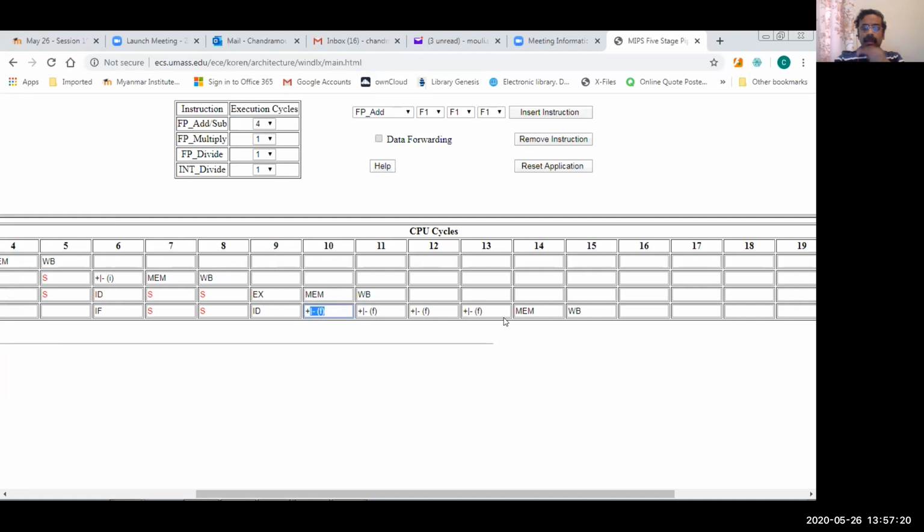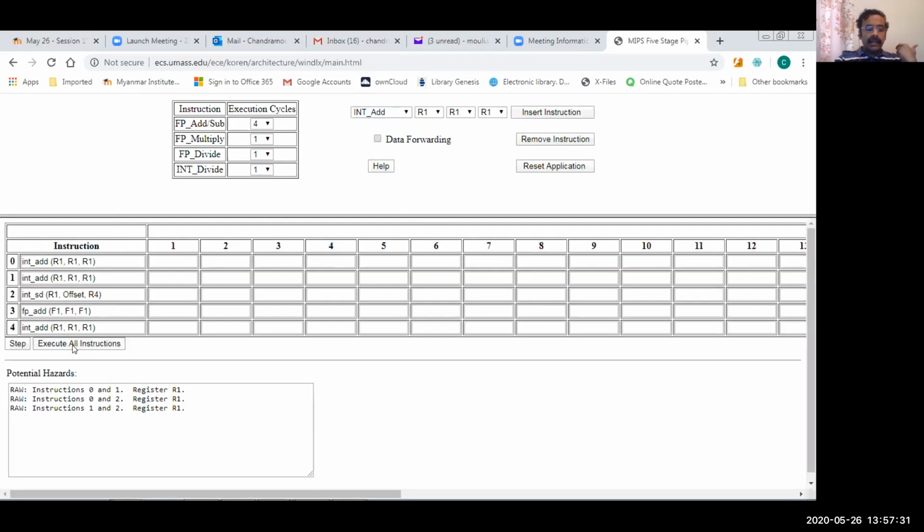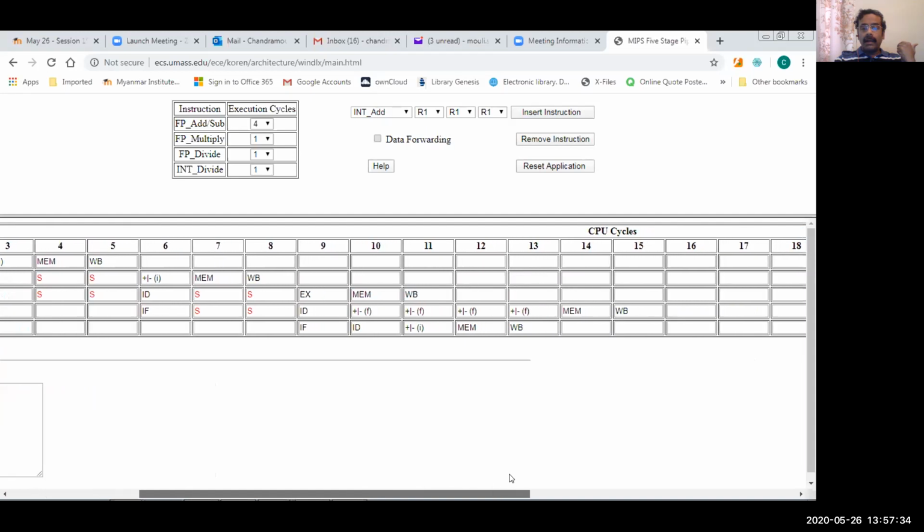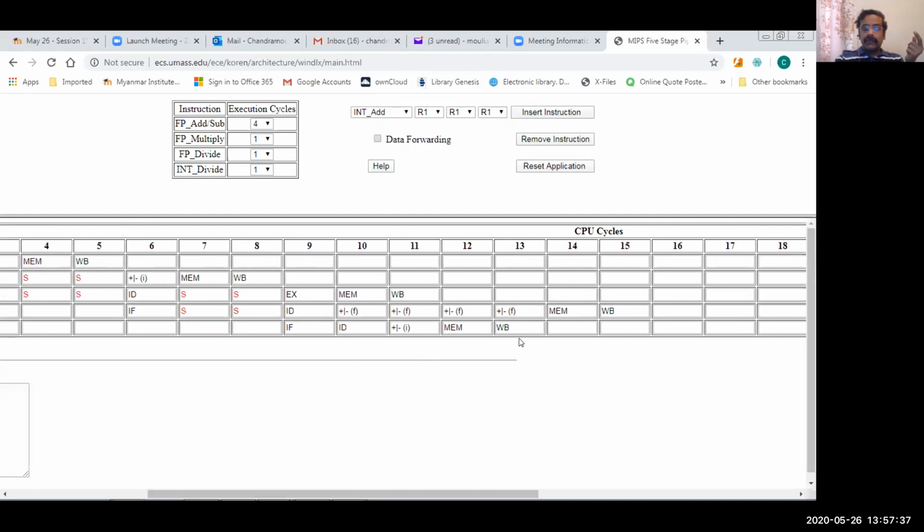In the execution unit, because it is spending 4 cycles here, everything else is delayed. Now suppose after this I add one integer add instruction and then execute all, then you can go back and see. Now this doesn't behave like what I told you. It doesn't hold this instruction long enough till this is completed. It is going ahead with this. So whatever I showed you in the picture is not what is emulated here. If it was like that, it should have actually delayed this whole thing for that long.